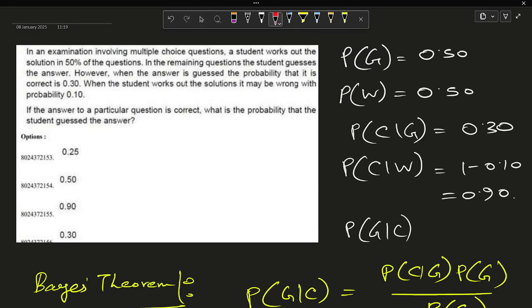So this option is the correct option, which is option A.